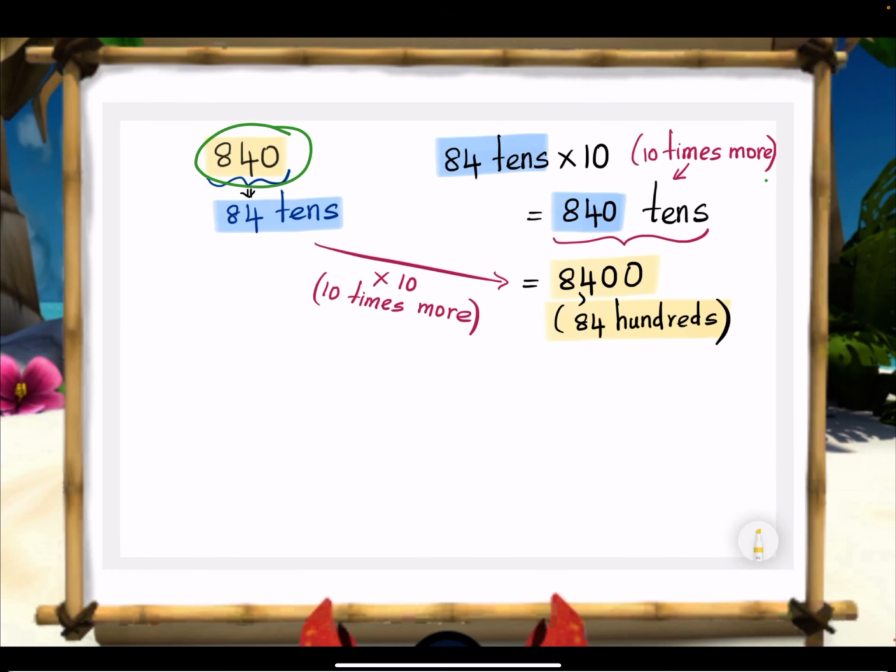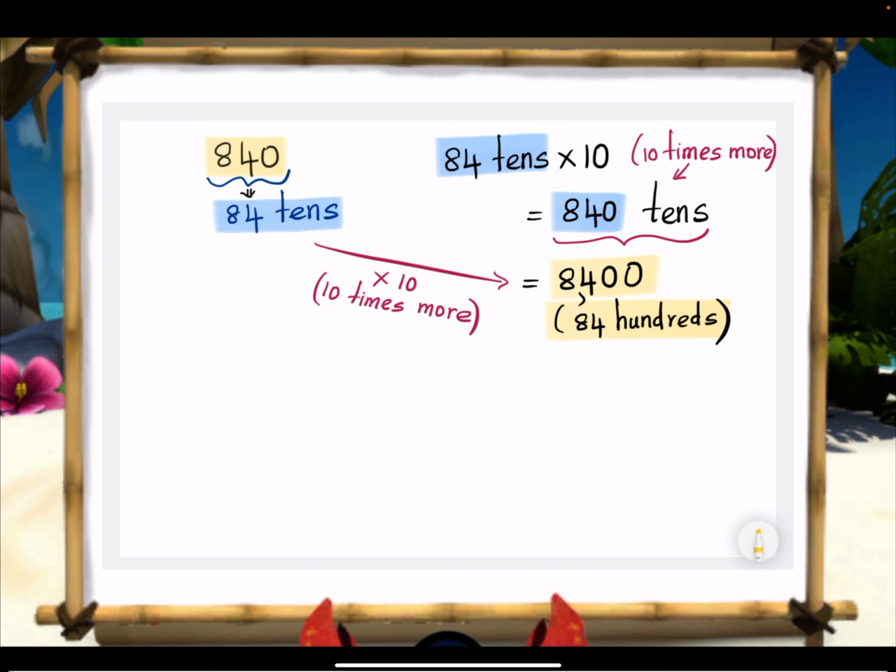What is this number? That number is 840. 840 has 84 tens in it. So tens means tens like so. Okay? So like so, there are 84 tens in the number 840. So now this number 840 is multiplied 10 times. When we multiply 840 10 times, we end up getting 8,400.